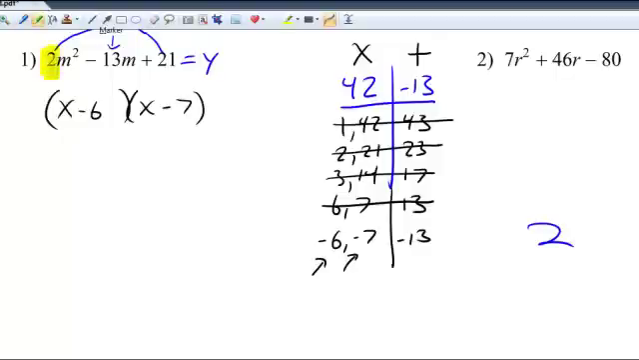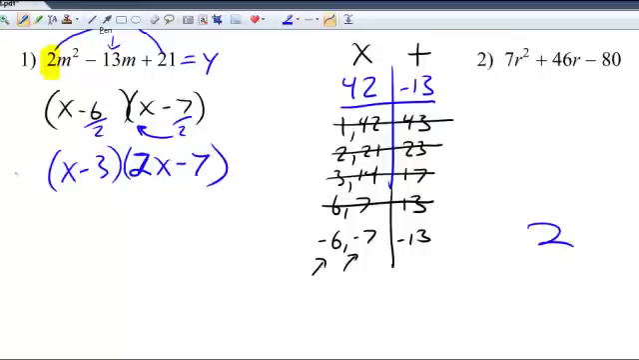Remember, my a value is 2. So we can divide everything by 2. Divide by 2, divide by 2. 6 does divide by 2 evenly, so it's going to be x minus 3. And 7 does not divide by 2 evenly, so that's going to be 2x minus 7. And this is my factored form. Y equals x minus 3 times 2x minus 7. And that's how you do it.